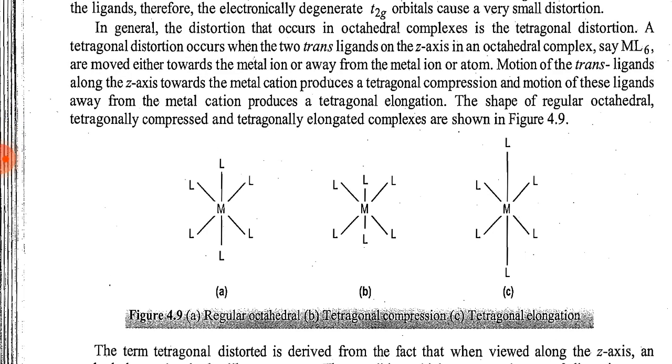In general, the distortion that occurs in an octahedral complex is a tetragonal distortion. A tetragonal distortion occurs when the two trans ligands on the z-axis in an octahedral complex, say ML6, are moved either towards or away from the metal ion. Motion of the trans ligands along the z-axis towards the metal cation produces a tetragonal compression, and motion away from the metal cation produces a tetragonal elongation. The shapes of the regular octahedral, tetragonally compressed and tetragonally elongated complexes are shown in figure 4.9. In A, the regular octahedral is there. In B, tetragonal compression is there, and in C, tetragonal elongation is there.